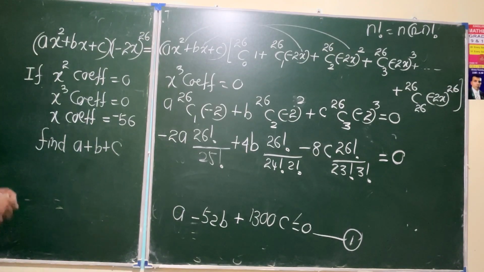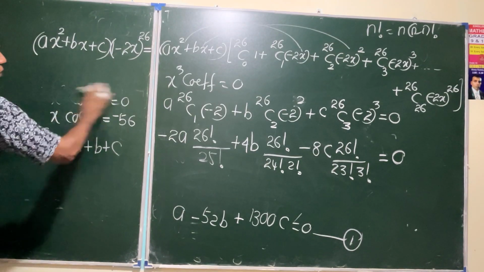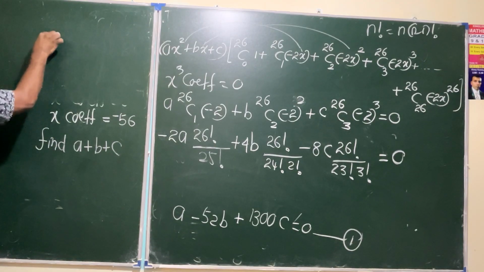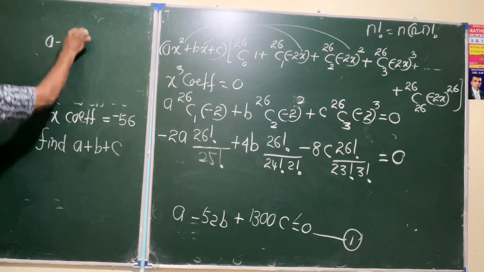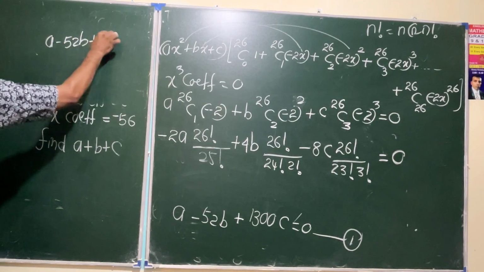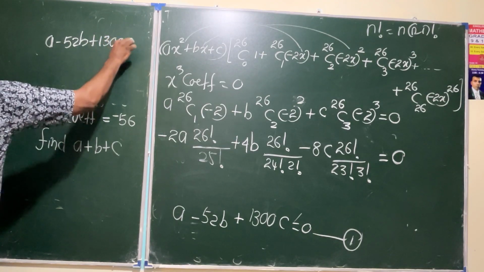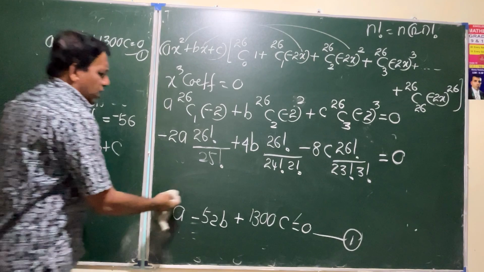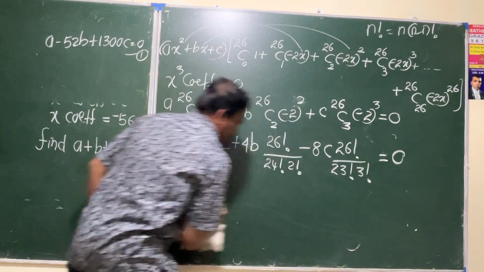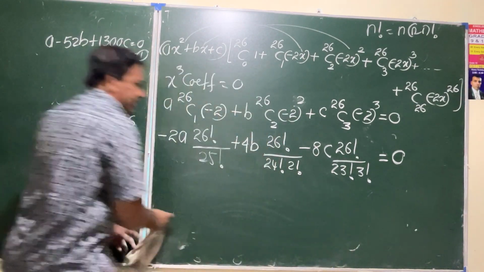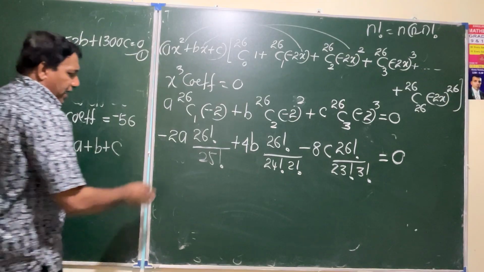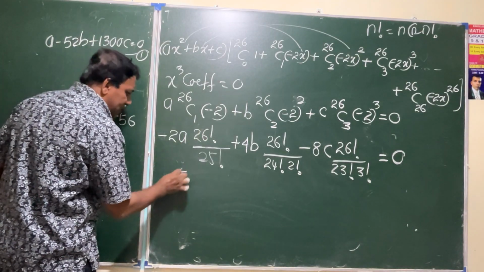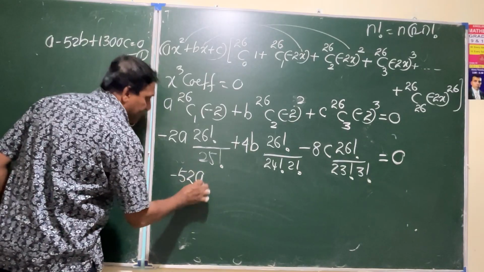Try to get the second equation. So we have one simultaneous equation, that is a minus 52b plus 1300c equal to 0, right? Say number 1, okay? Now try to simplify this in another nCr format. For that, minus 26 into 25, therefore minus 52a here, right?